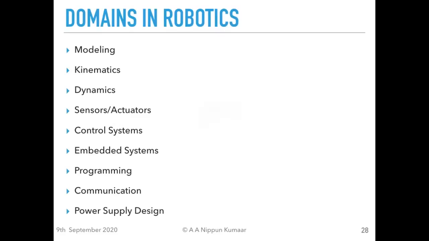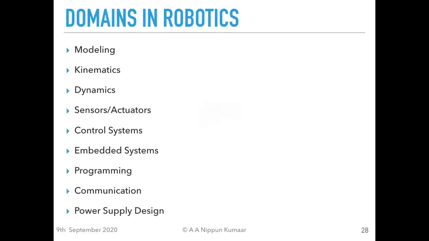Then sensors, actuators, control system. So this is basically core to the IEEE and EC engineering streams. And then you have embedded system programming. Again, here it's a mixed area. CSE would have a role to play in embedded systems, ECE would have a role to play in embedded systems. Communication, obviously, ECE will have a play. Then power supply design. So basically, it's an IEEE domain, or even there is a domain called power systems. So those fields come under this.